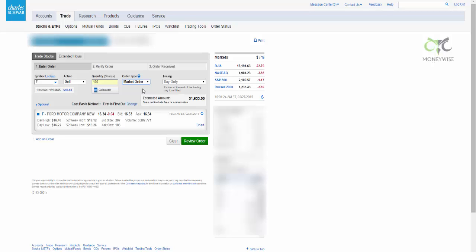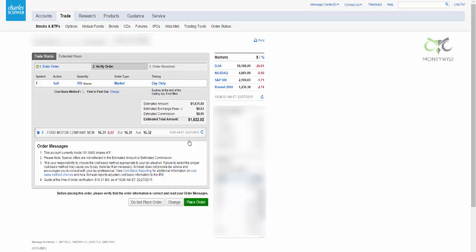Once you decide how quickly you want to complete the transaction and at what price, one thing to be mindful of is that prices can change many times per second, and the price you see on the screen may be slightly different than the price that you actually sell your shares after you confirm the transaction. So let's review our order.